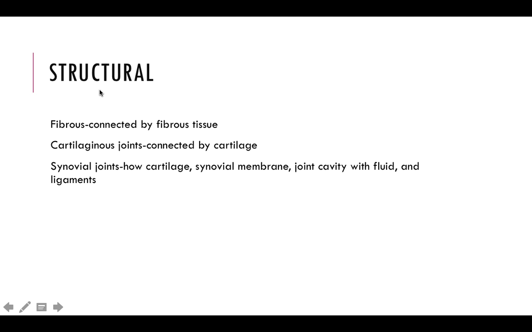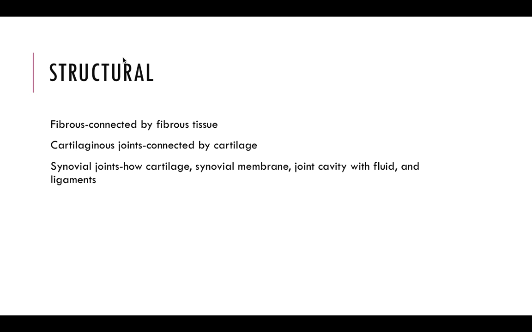Structural. These are the structures that they could have. They can be fibrous, meaning that the joints are connected by fibrous tissue, meaning probably we can't move them. So the sutures in the skull are connected by fibrous tissue, and that's because, again, we don't want them to move.